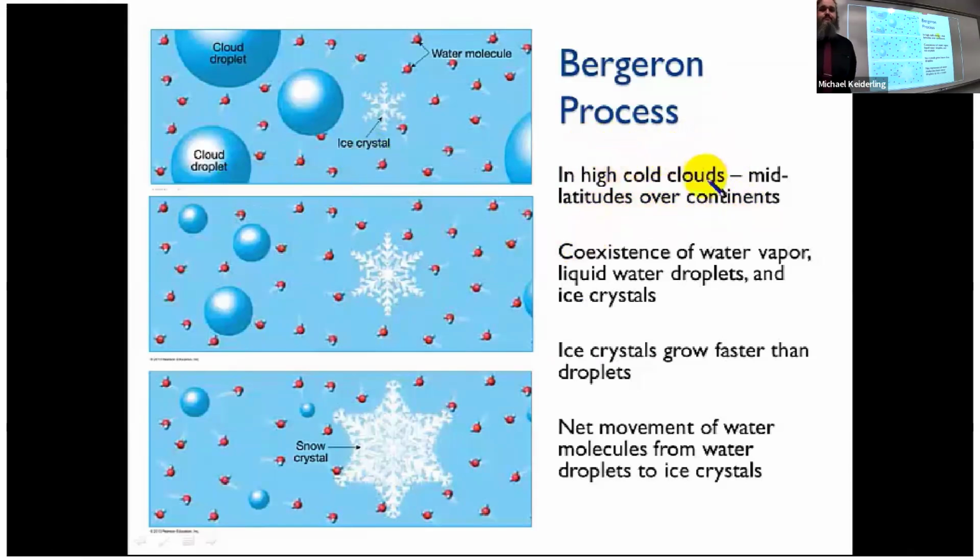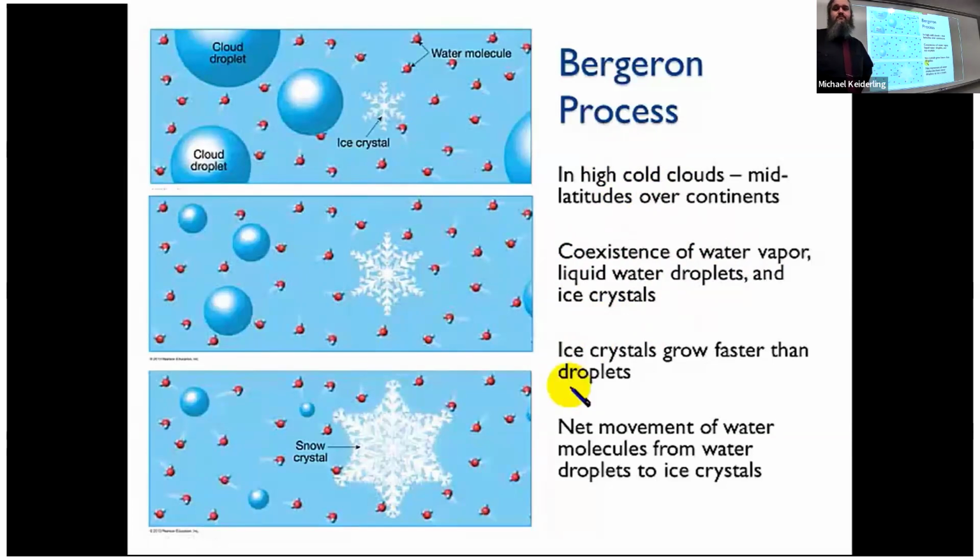And so the key here is that they have to be cold, so it has to be clouds that are tall enough that you have a high part that's very cold. And in that cold part, there's the coexistence of water vapor, liquid water droplets, and ice crystals. So water is existing in all three phases, solid, liquid, and gas. And what's happening in the Bergeron process is that the ice crystals are growing faster than the droplets.